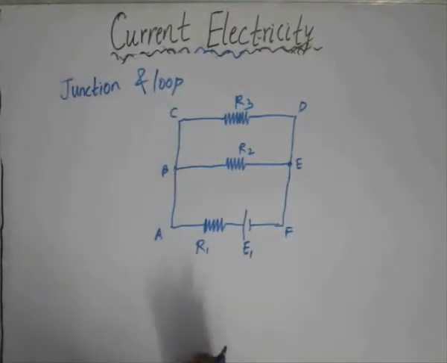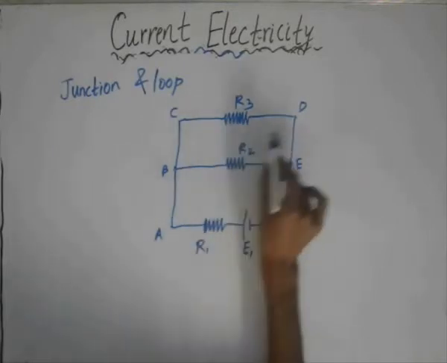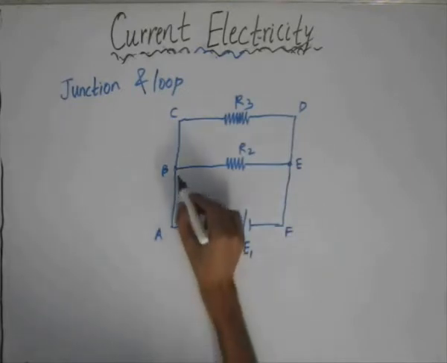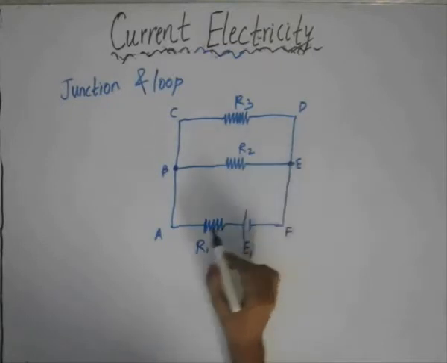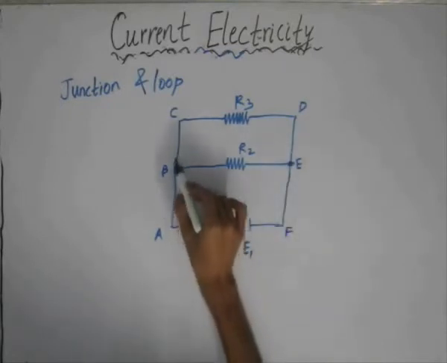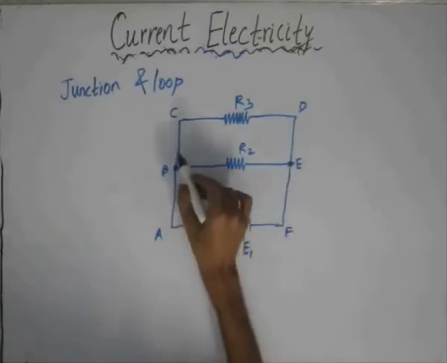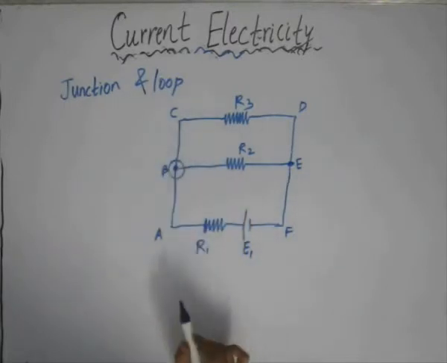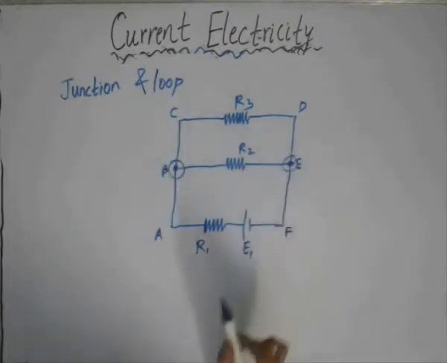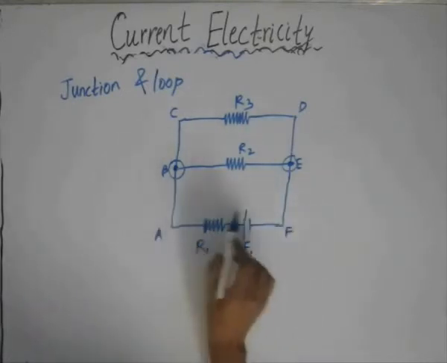A junction in an electrical network is any point on the electrical network where two or more conductors or two or more branches of the electrical circuit meet. If we look at this circuit, we can see that there are 2 points, B and E, where more than 2 conductors meet. So in this electrical network we have 2 junctions, B and E.